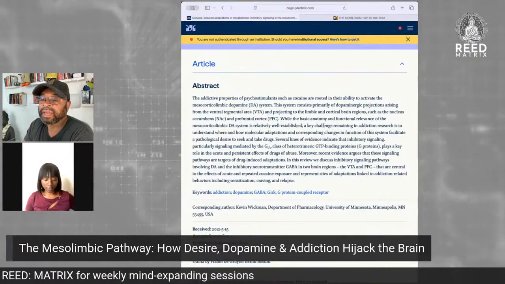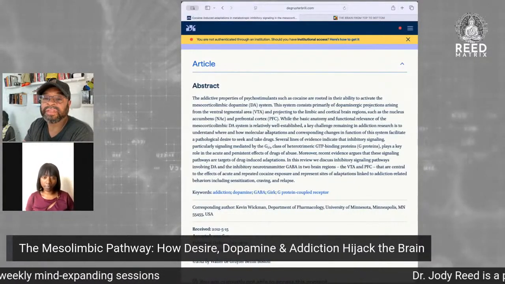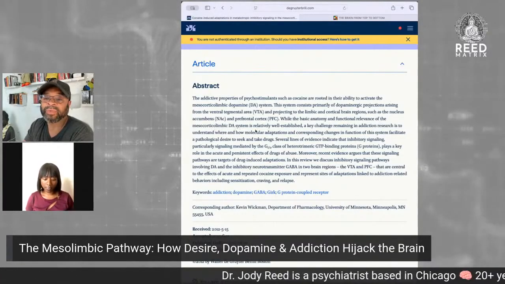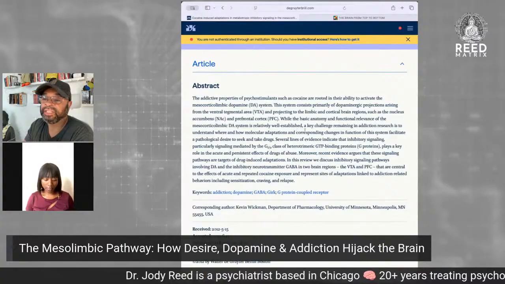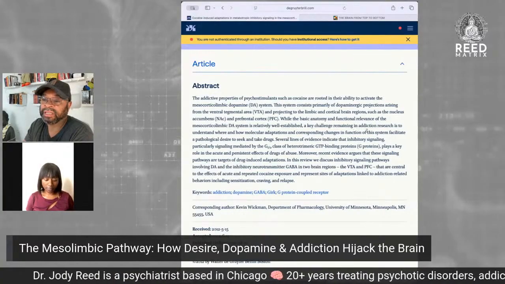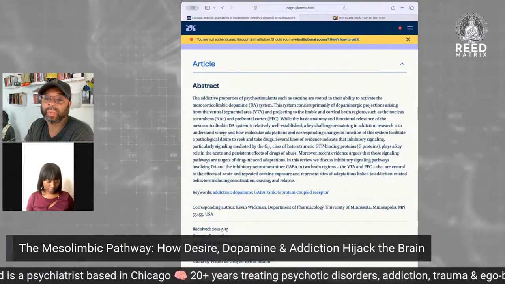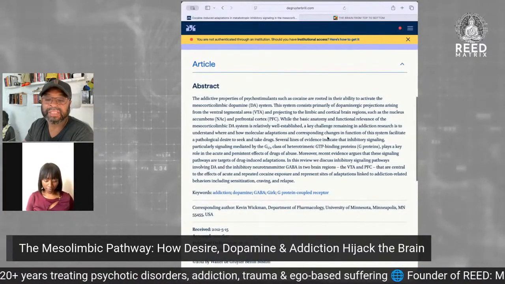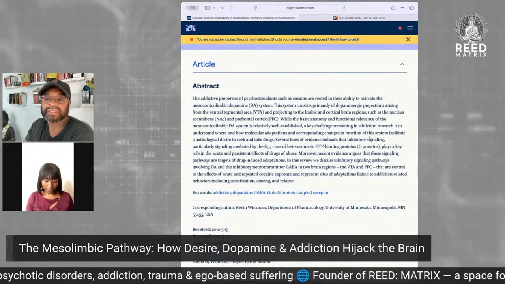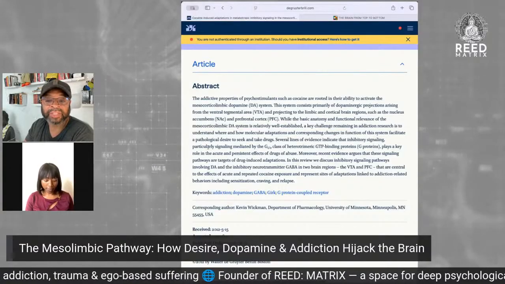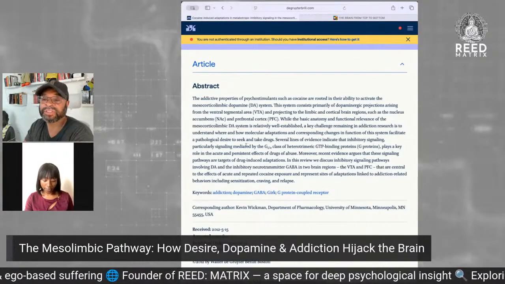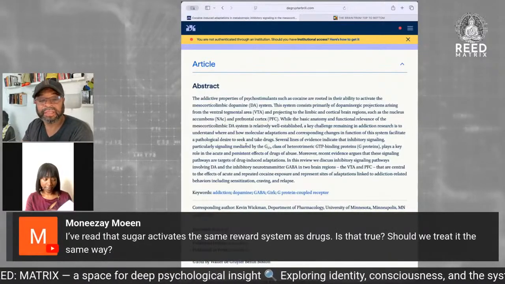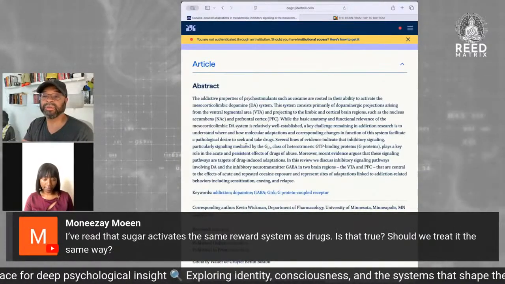It's sort of like the seat of where the abstract reasoning is located. And while the basic anatomy and functional relevance of the mesocortical limbic dopamine system is relatively well established, a key challenge remaining in addiction research is to understand where and how molecular adaptations and corresponding changes in functions of this system facilitate a pathological desire to seek and take drugs. So they want to see whether the underlying molecular changes lead to the behavior of pathologically, compulsively seeking drugs.